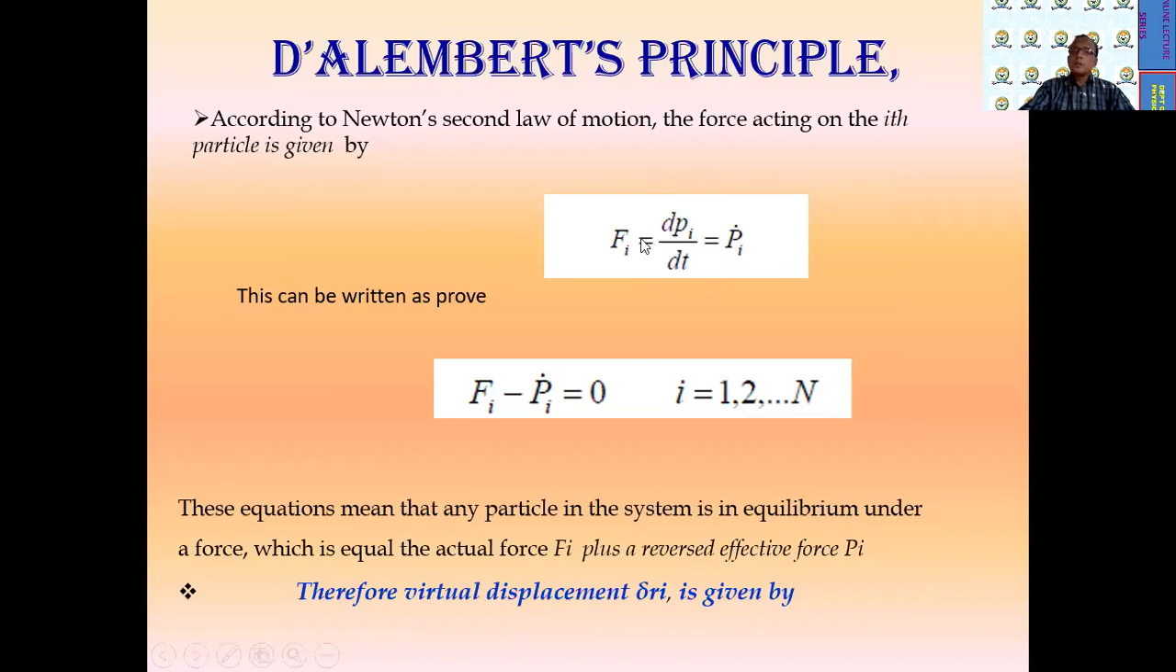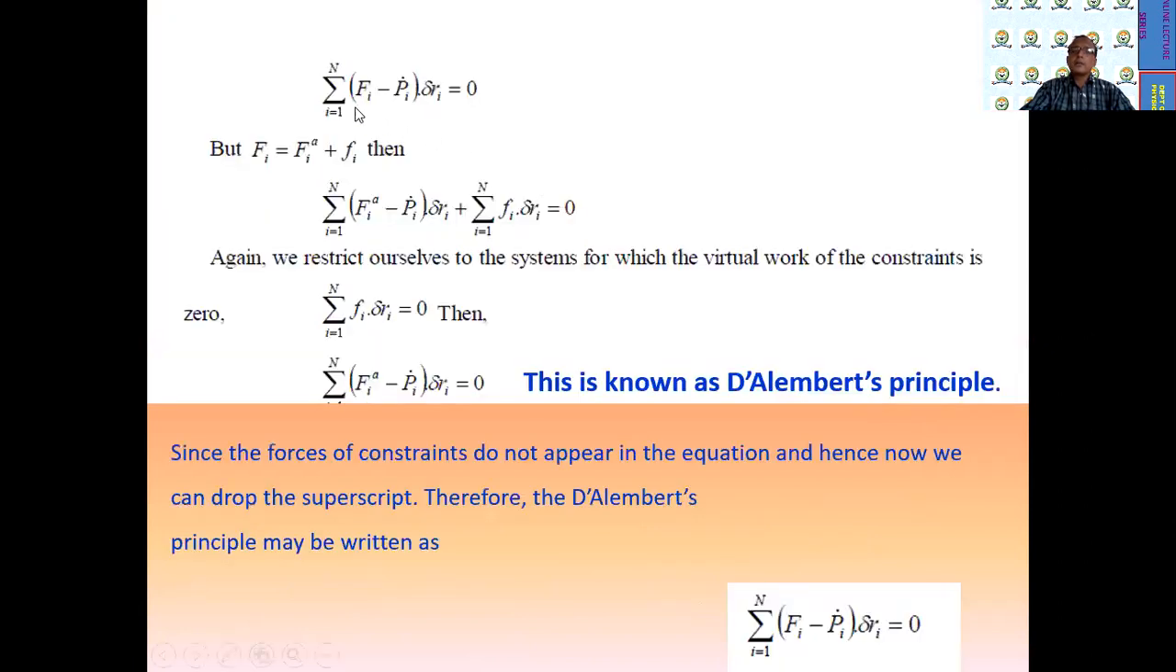And if it is so, then this equation may be written as Fi minus pi dot equals 0, where i equals 1, 2, 3 to n. When it is Fi minus pi dot equals 0, it means any particle in the system is in equilibrium under a force Fi plus a reversed effective force pi dot. And therefore, the virtual displacement delta Ri may be given by this equation: summation i goes from 1 to n, (Fi minus pi dot) delta Ri equals 0.